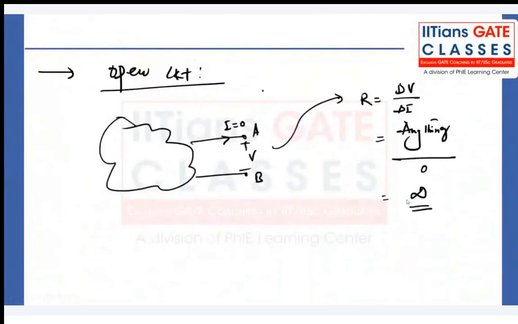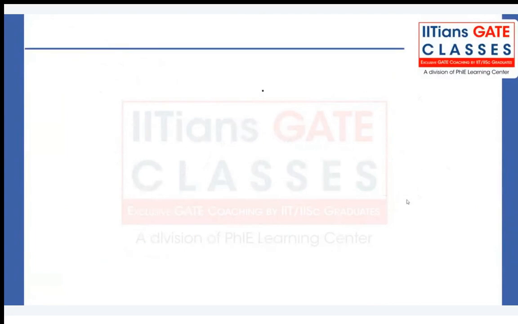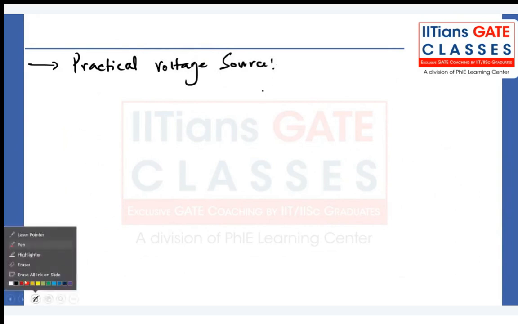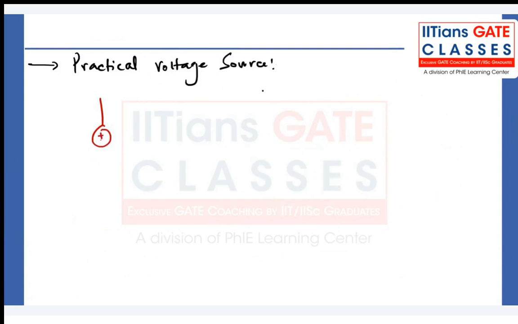So that was the ideal voltage source and ideal current source. Now if I talk about the practical voltage source, it is nothing but a voltage source with a symbol that you have to know. As I told you, a couple of things you have to take care of: the symbol and the IV characteristic, the I versus V. You can put the current on the y-axis and the voltage on the x-axis.